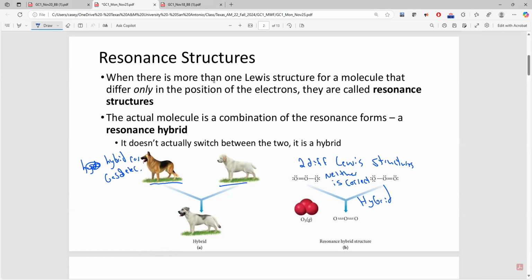So for chemistry, a hybrid structure is when you have two Lewis structures and you combine them to make one. And so let's take a look at this terminology here. So we have a line, dot dot dot. That dot dot dot means partial double bond.